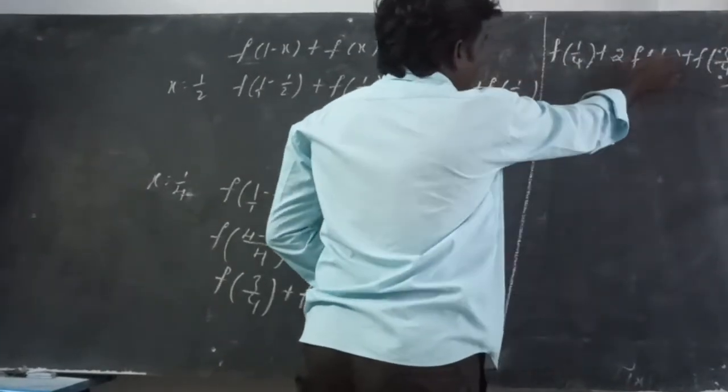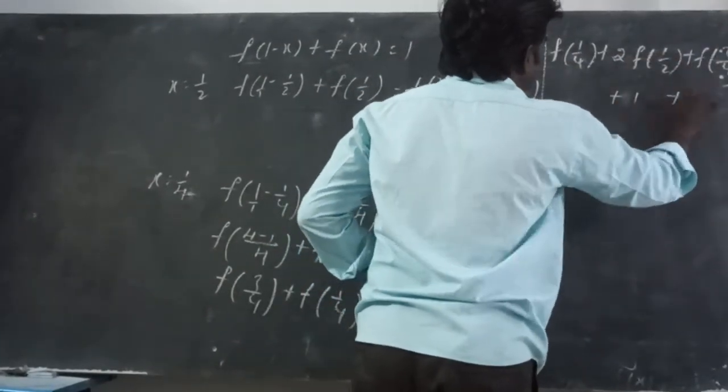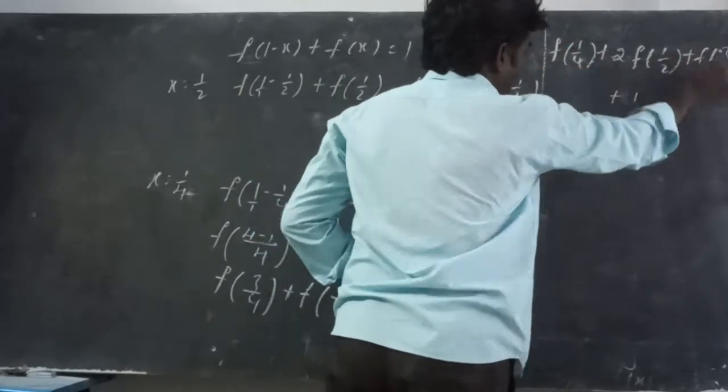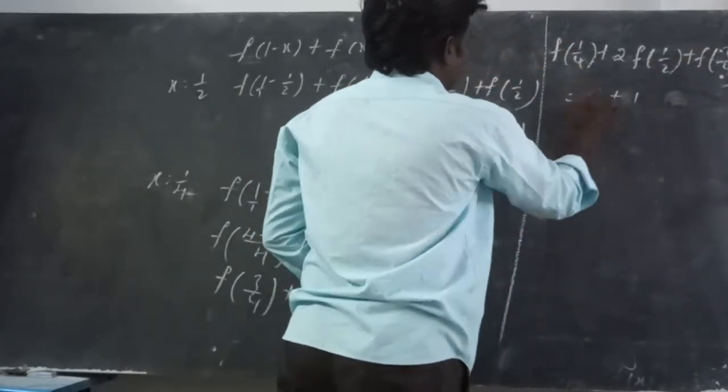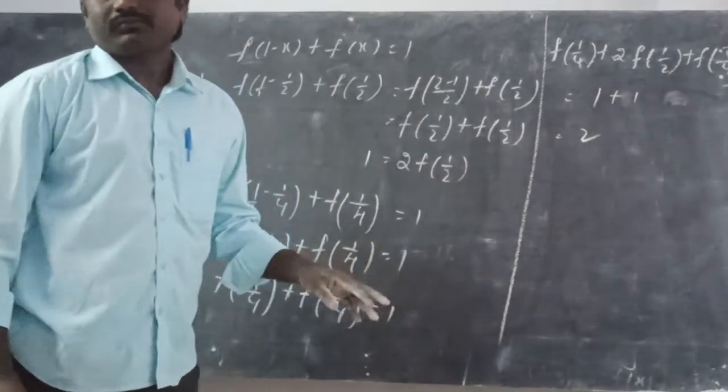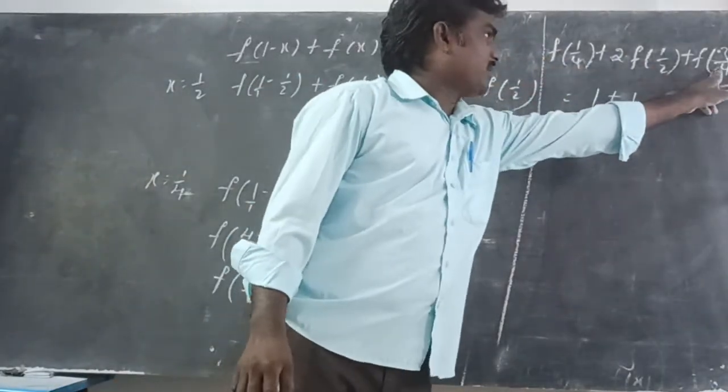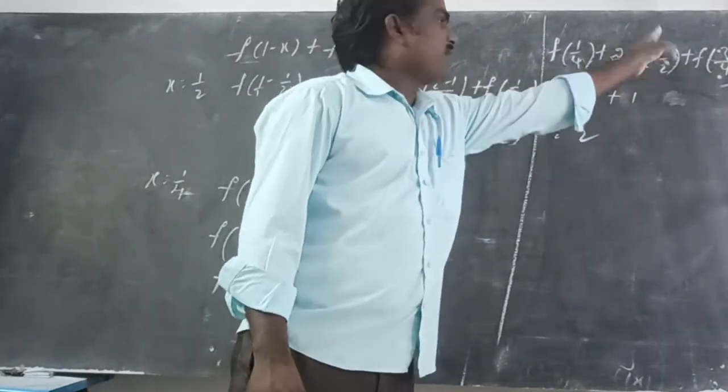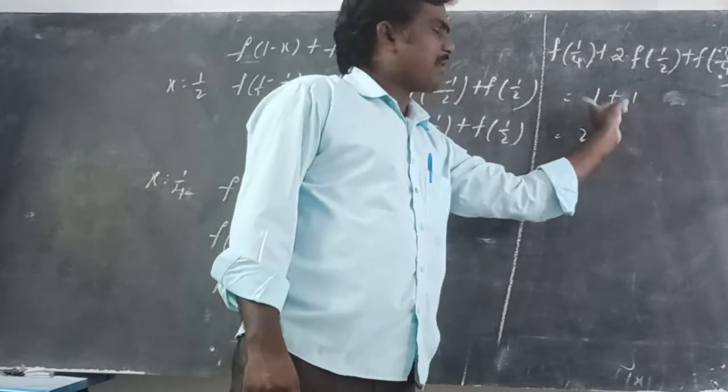Okay, so 2 into f of 1 by 2, what is the value? 1. Next, f of 1 by 4 plus f of 3 by 4, what is the value? 1. So 1 plus 1 is 2.